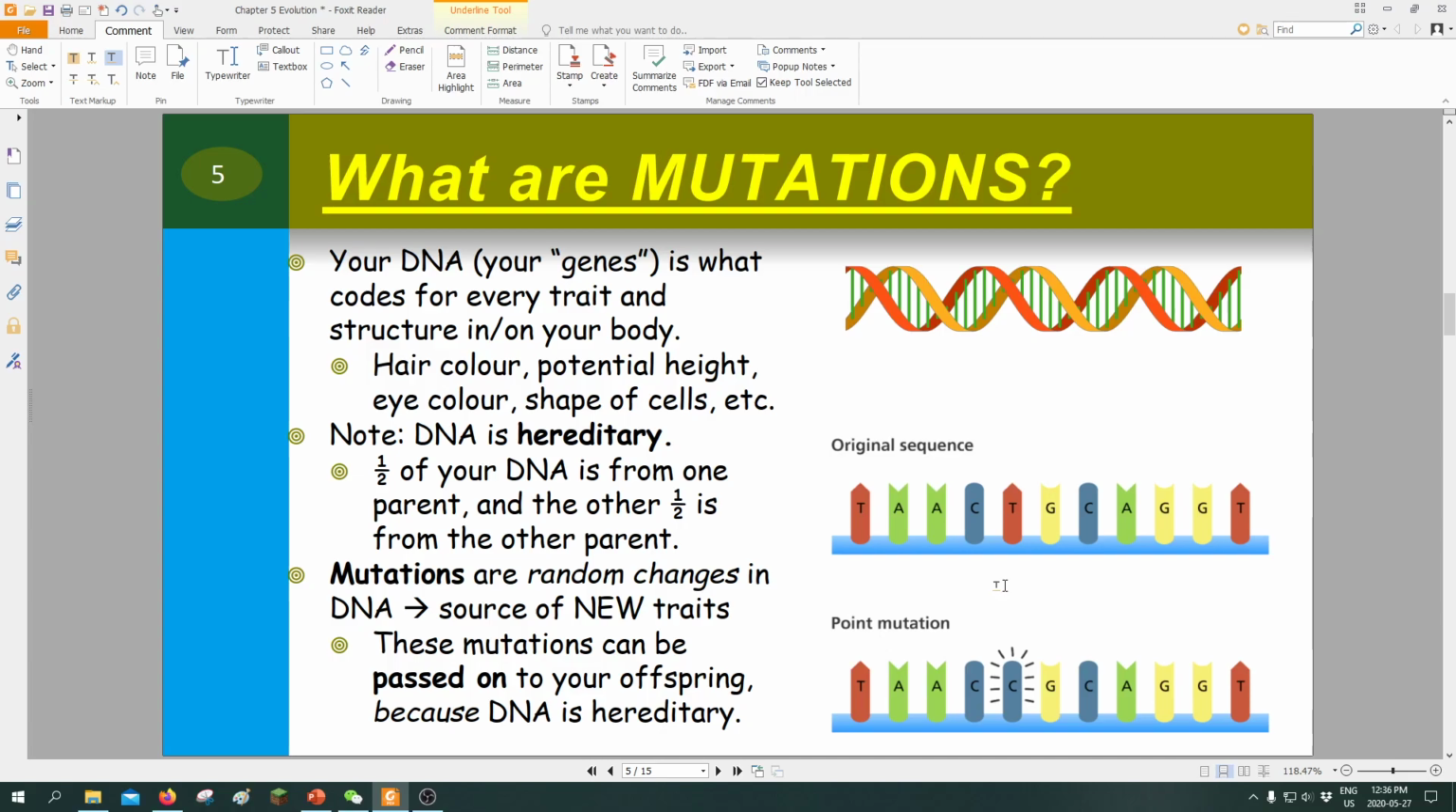Now, what mutations are: if this original sequence of DNA comes from your parents, we call mutations these random changes in the DNA sequence which can cause new traits to arise. Then, because these mutations are in your DNA and we know that DNA is hereditary and you can pass it on, these mutations can also be passed on to your offspring.